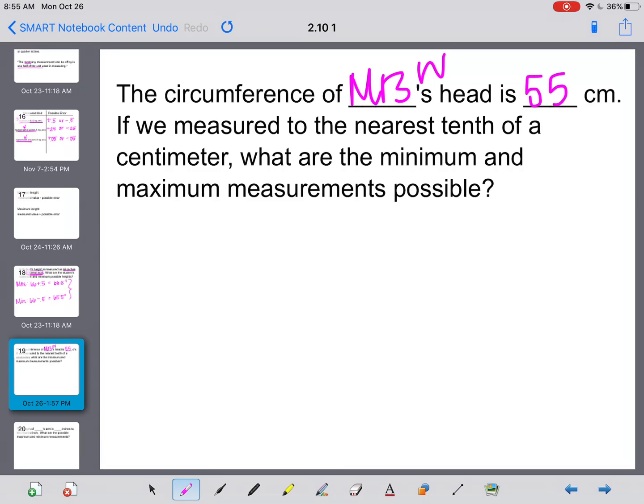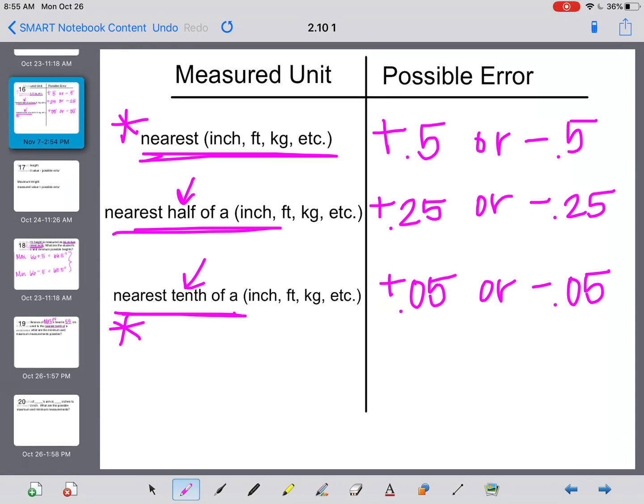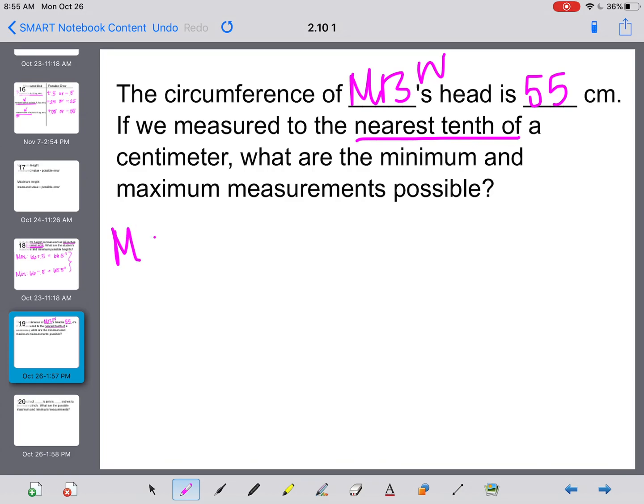Since nobody's here with me, I measured my head. So the circumference of Mrs. W's head is 55 centimeters. If we measured to the nearest tenth of a centimeter, what are the minimum and maximum measurements possible? Remember, if I'm measuring to the nearest tenth, that's the third one at the bottom, I only get to add on 0.05 and subtract off 0.05.